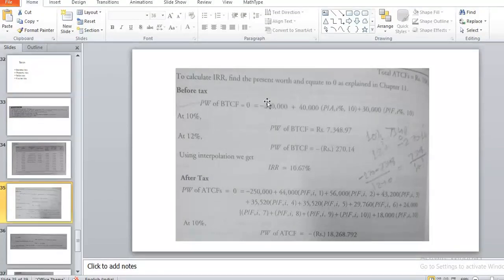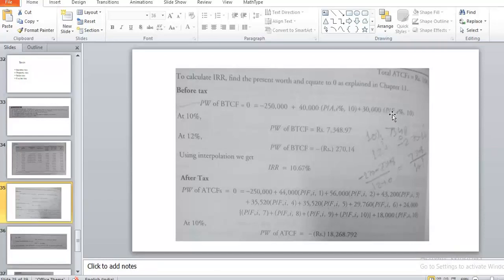Minus 250,000 cost basis, plus 40,000 per year for 10 years with a rate of 10%, and 30,000 is the market value after some years. So these are 40,000 per year, so this notation changes. This is considered as per year.